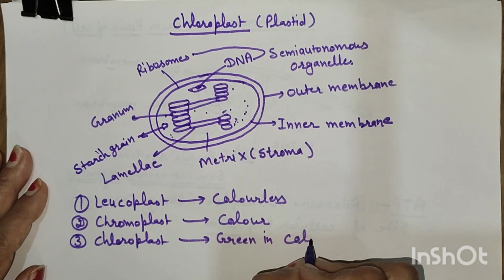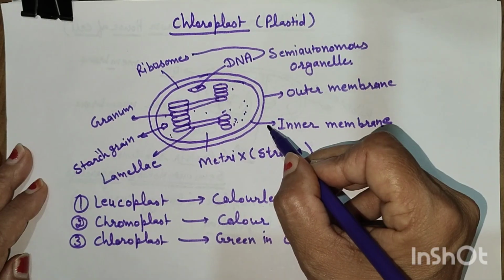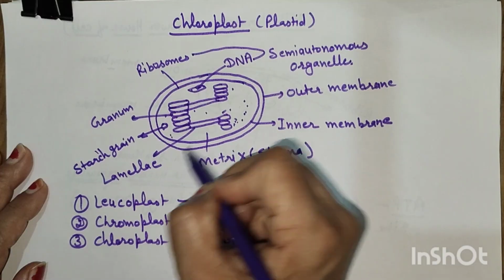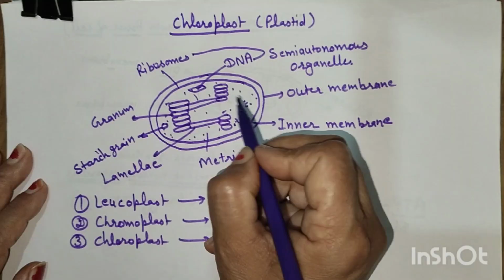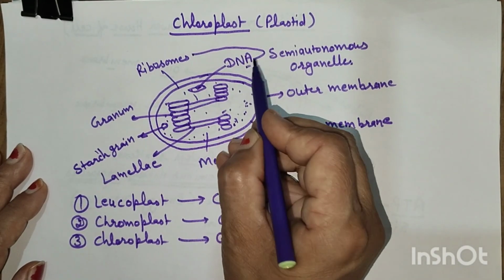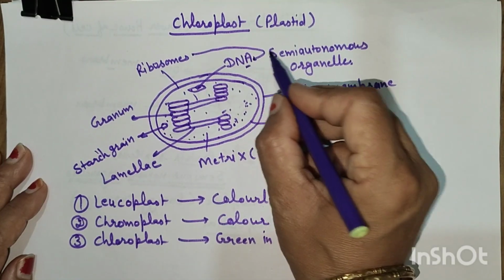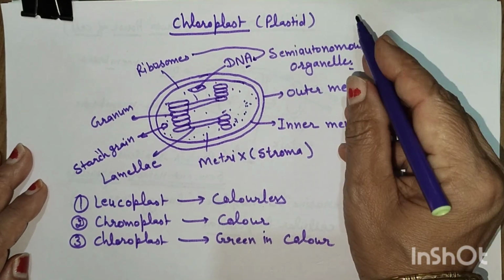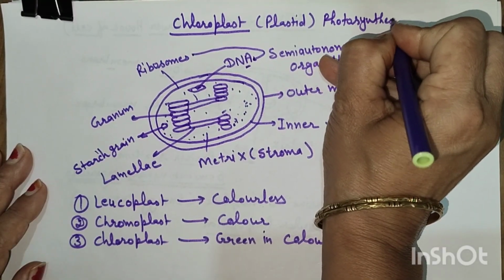It is a double membrane organelle, with an outer membrane and an inner membrane. The coin-like structures are called granum and they are joined with the lamellae and filled with the matrix that is called stroma. It has its own ribosomes and DNA. It can prepare its own protein, so it helps in its own protein synthesis. That's why it is called a semi-autonomous organelle. And it helps in the process of photosynthesis.